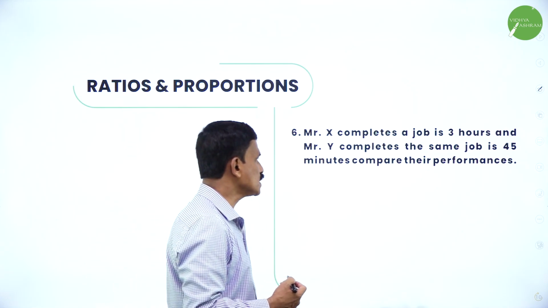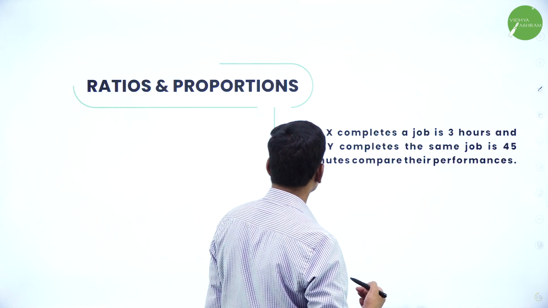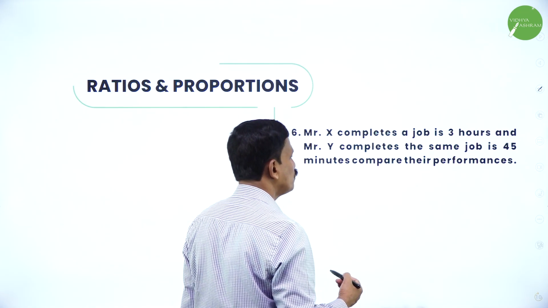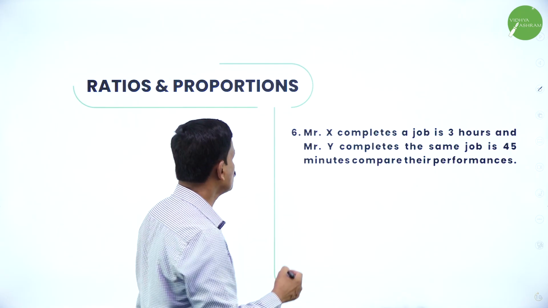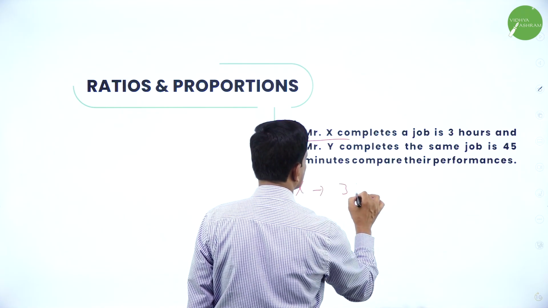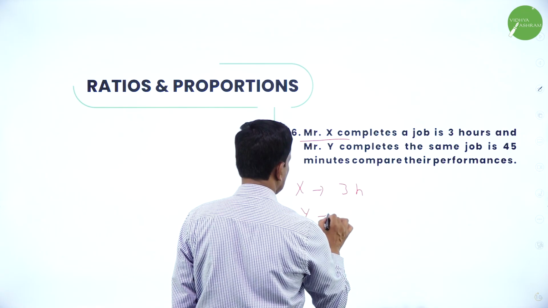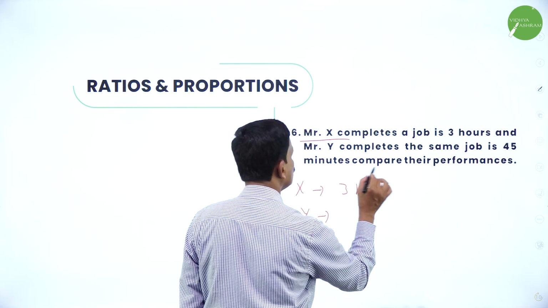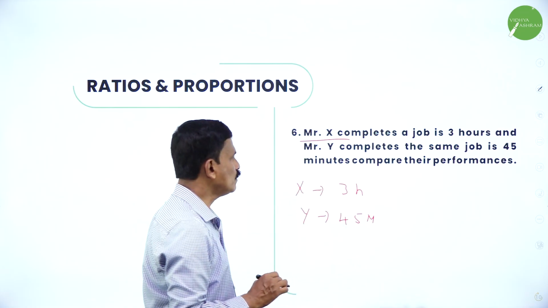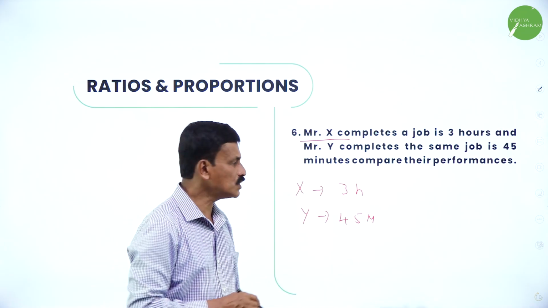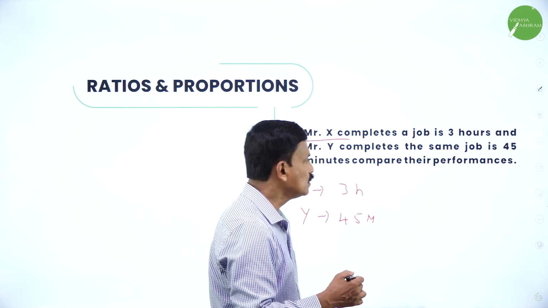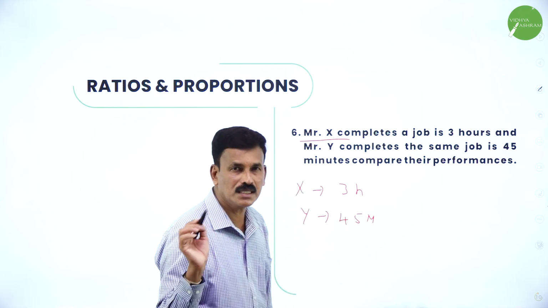Mr. X completes a job in 3 hours and Mr. Y completes the same job in 45 minutes. Compare their performance. Suppose Mr. X will complete a job in 3 hours, and the same job Y will complete in 45 minutes, right? Then compare their performance. So here one is in hours, another one is in minutes. So we have to compare the performance of X and Y.